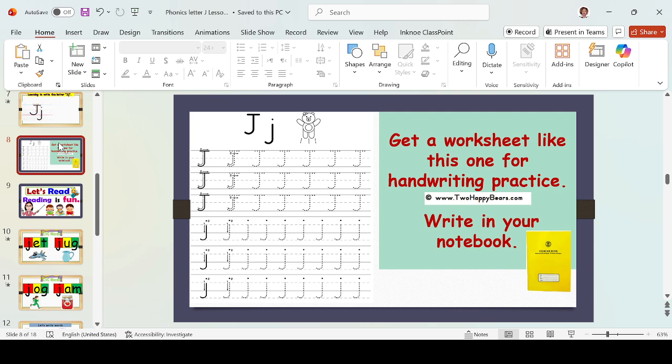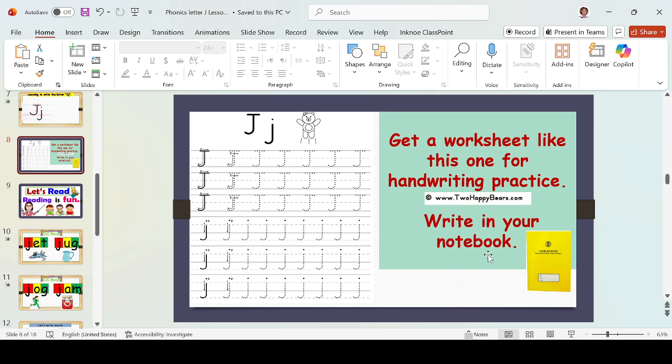What I want you to do is pause the video and write this one. You have a worksheet or a textbook that you bought from the shop with this letter J. You can do your tracing first. When you are done, you take your notebook like this one with lines. Then you are going to write 1, 2, 3, 3 lines of capital J. And then 1, 2, 3, 3 lines again of lowercase j.